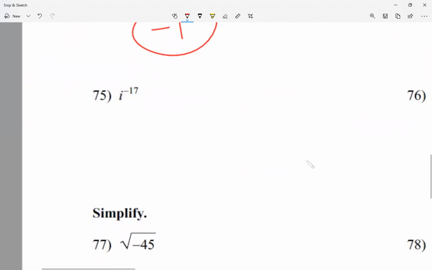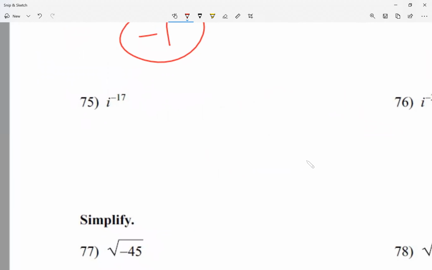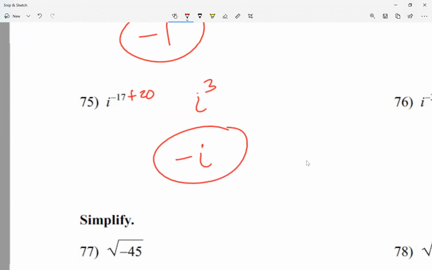Okay, let's take a look at number 75. In this case, let me add 20 to my exponent. Remember I said add or subtract a multiple of 4. So that simplifies to i to the 3rd. Now, according to our list, i to the 3rd simplifies to negative i.